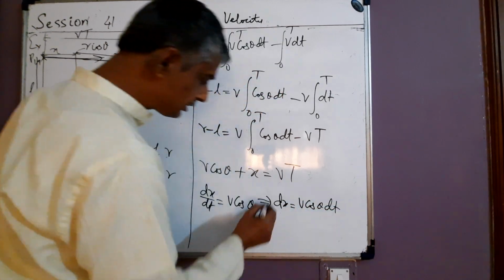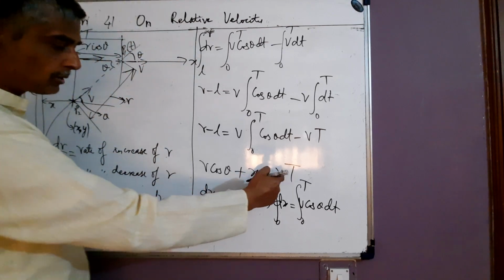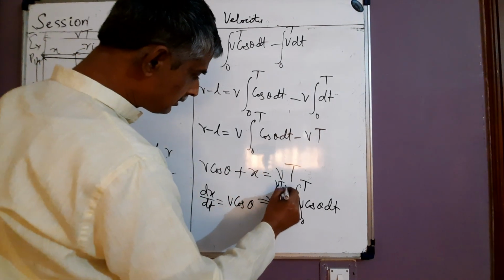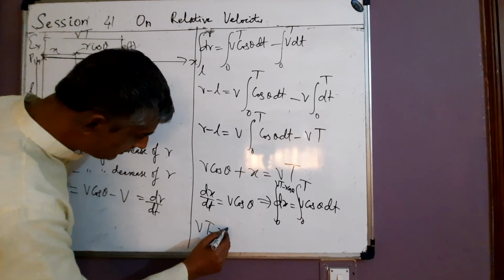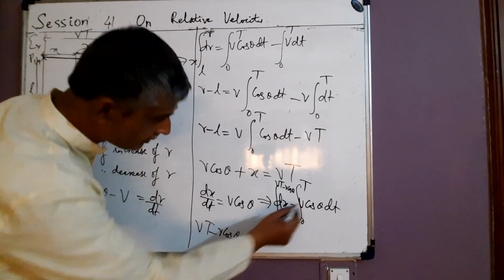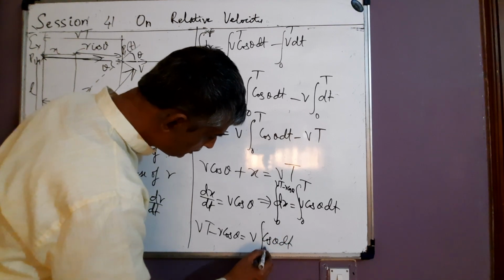So from this dx will be v cos theta into dt, integrated from 0 to capital T. X will be how much? Vt minus r cos theta, from this equation. So Vt minus r cos theta. V is constant, V comes outside the integral, cos theta dt, 0 to T.